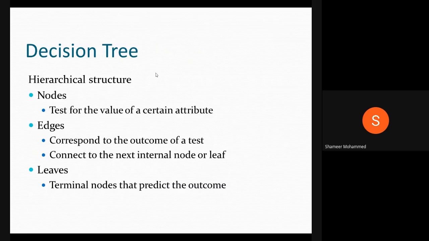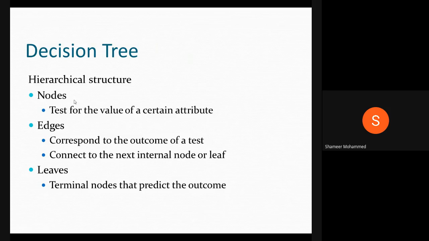Now the next objective is creating a decision tree. Some data is there, table data. With that table data, you can create a decision tree and find what is the decision, what is the outcome of that data. How you can draw the decision tree using nodes, edges, leaves. These are the contents in your decision tree.